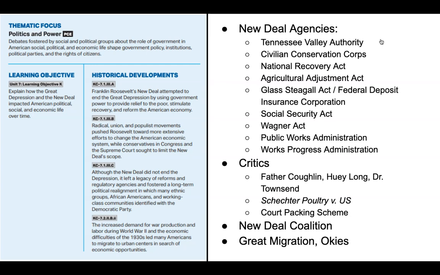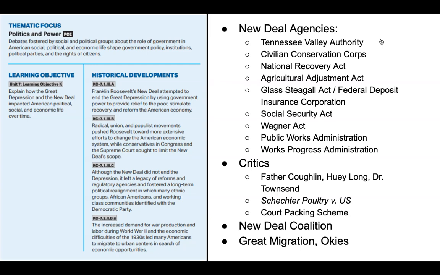Now, even though there is a massive growth in the economy, and there are benefits coming out of the New Deal, there are always critics. Right? You have critics on the right and the left. So our left leaning critics, and when we say that, left leaning critics meaning they don't believe the New Deal goes far enough, and then on the right meaning they think the New Deal goes too far.